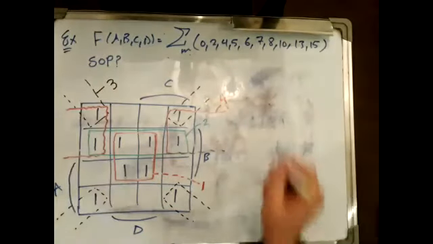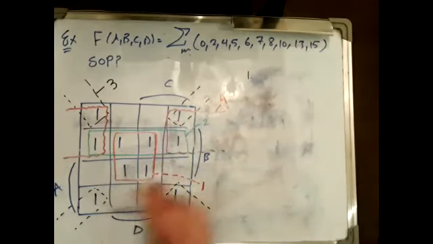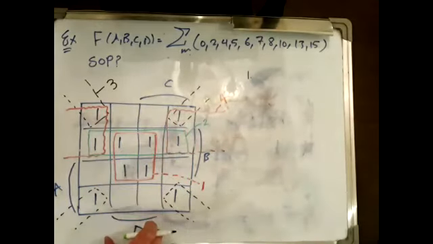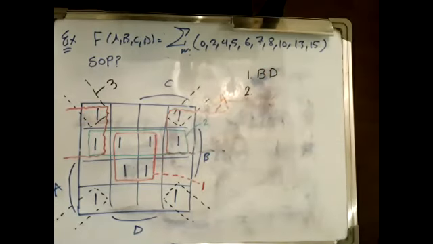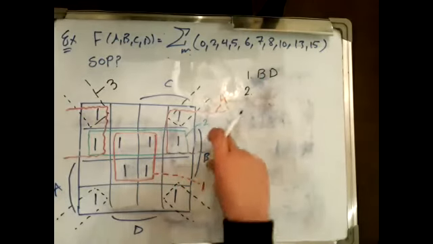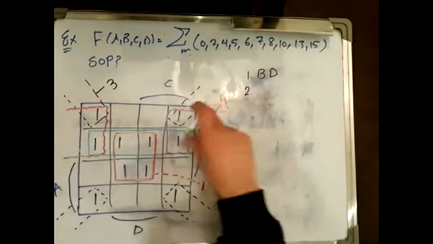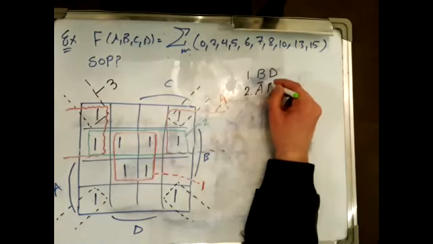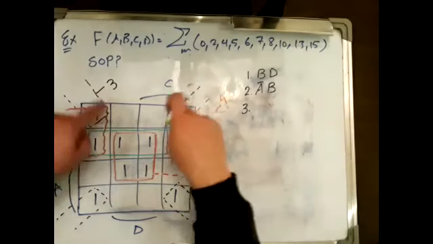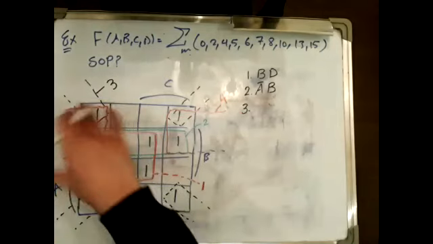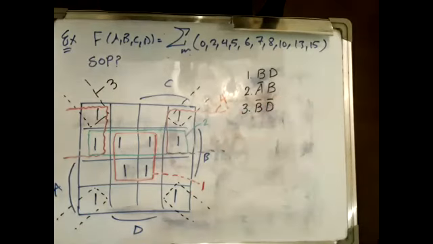So let's write the logic expression for these. Number 1 is basically the square at the middle. So it is B intersection with D. Number 2, which is this green one, is in B and A bar. This is A bar, if you remember. So it is A bar and B. Number 3 is the ones at the corners, which is B bar, D bar. We saw it in the previous example.